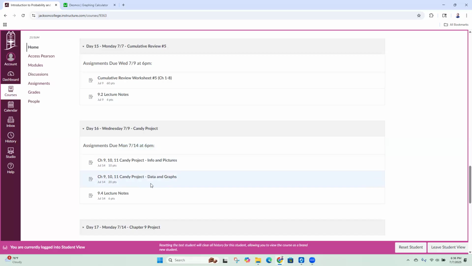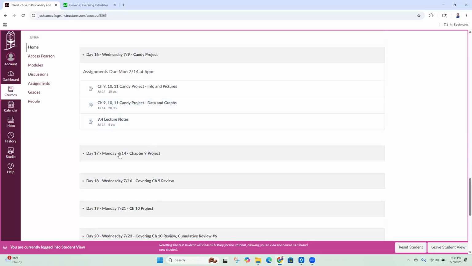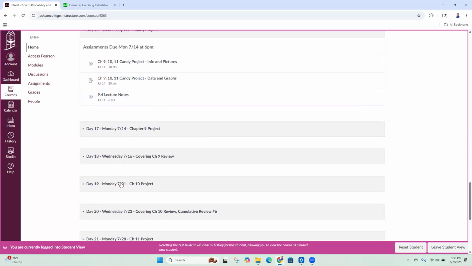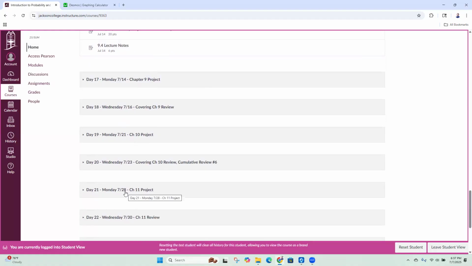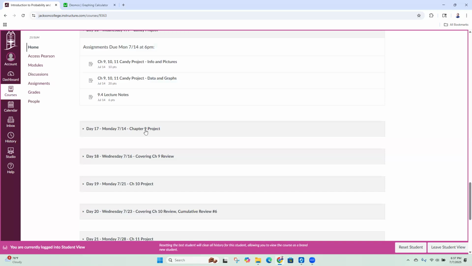The data that we're going to collect for the project, we're going to use for the chapter 9, chapter 10, and chapter 11 projects. Chapter 9, we're going to cover on Monday the 14th. The chapter 10 project is on Monday the 21st, and the chapter 11 project is on Monday the 28th. So we're going to need the data for the Skittles that you had. After we've done the candy project this Wednesday, you can eat them, that's fine, but make sure you save your counts in a place that you'll remember where to find them.